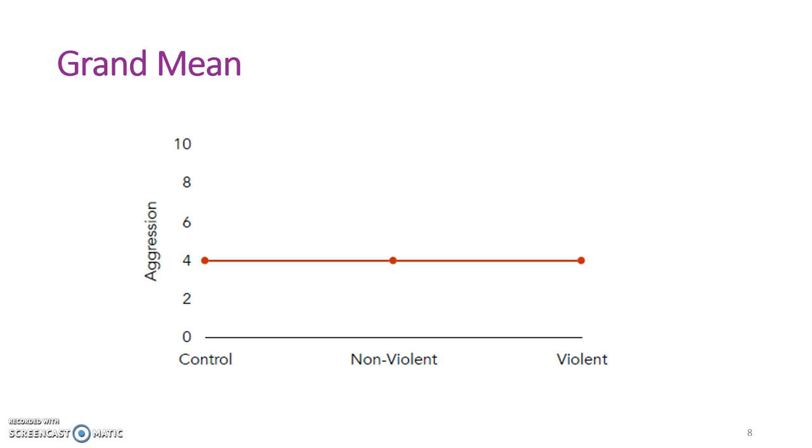And this is showing the plot with aggression, the outcome, on the y-axis, and then we have the video game condition on the x-axis: control, nonviolent, and violent.